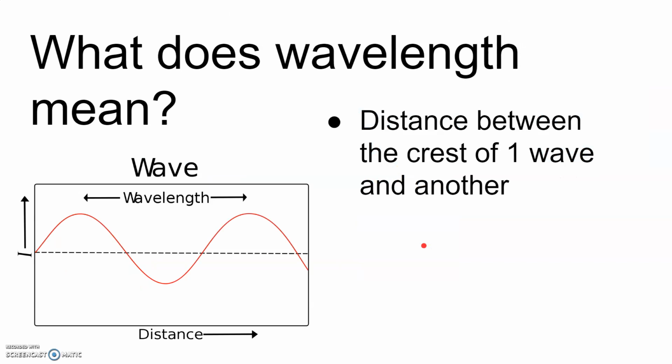So what does wavelength mean? I want to go into this in a bit more detail. The wavelength is the distance between the crest of one wave and another. So here's the top of one wave, here's the top of another. The wavelength is this distance right here.